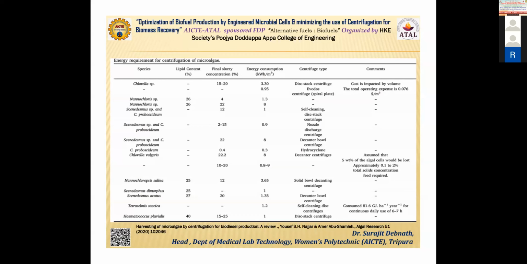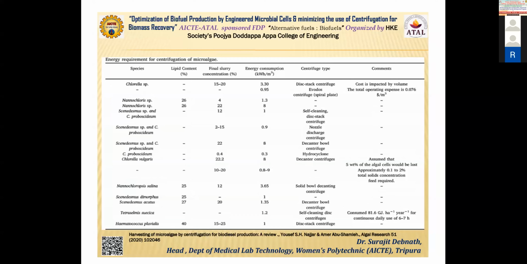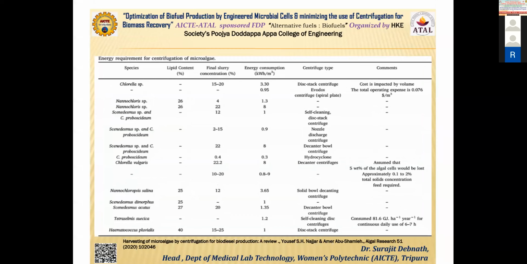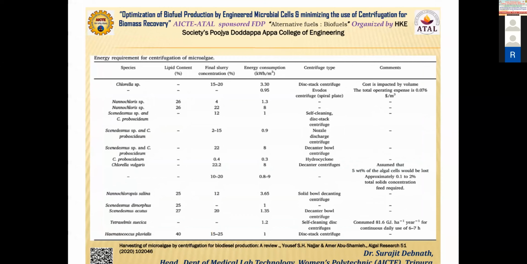So here what we have done is there are specific varieties of microalgae. Okay, let me tell you. Microalgae is what many of you may not understand. Microalgae is nothing but the same organism which makes your pond water green. Understood?